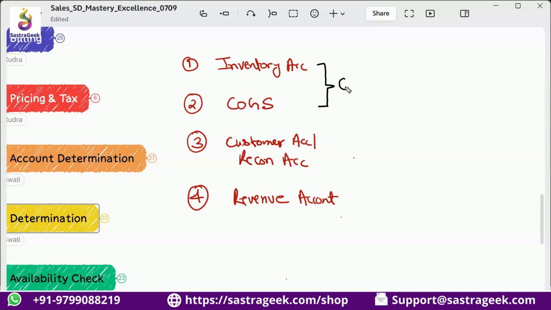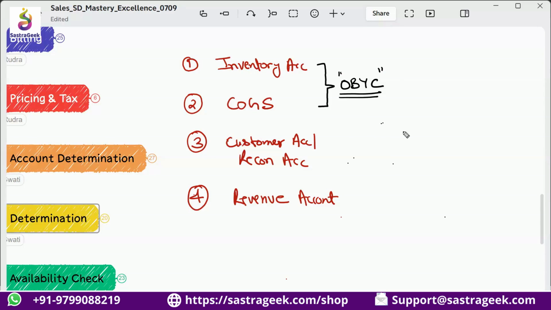From which setting did it get hit? No idea? Quickly say no idea in the chat if you don't have any idea. From which setting do these accounts come? No idea. No, not revenue. This is called OBYC. OBYC is a transaction code, which is a very famous transaction code.